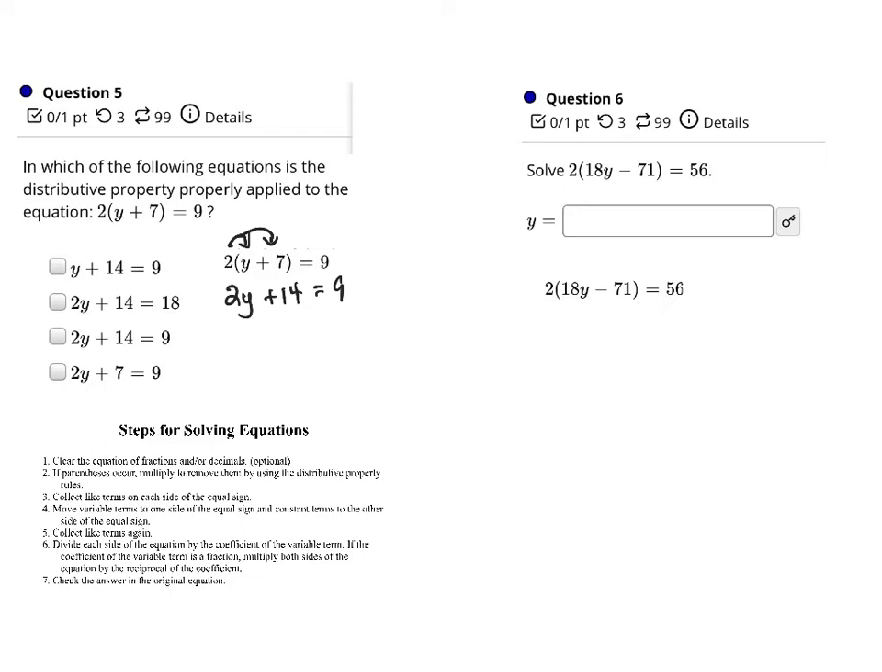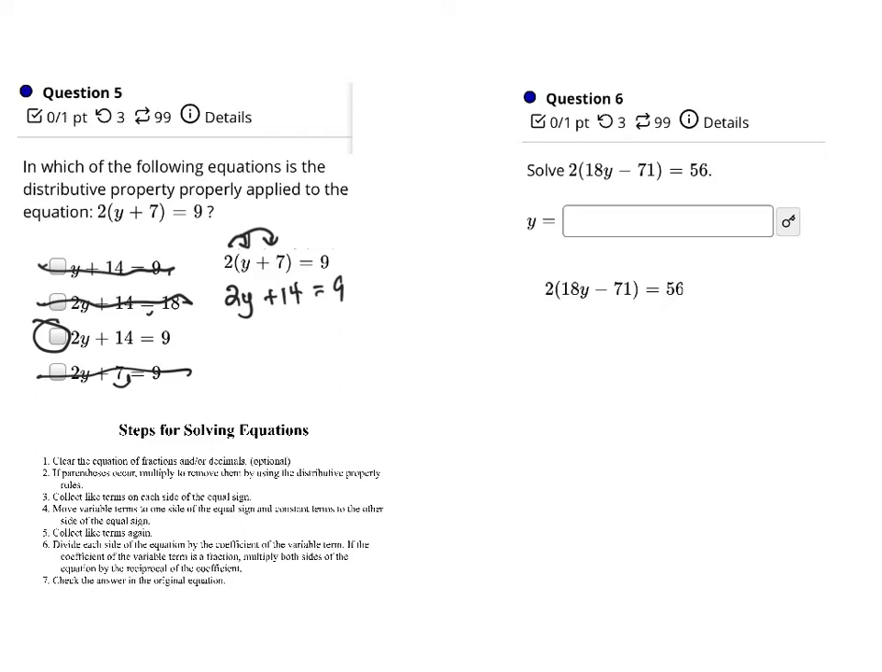So let's look and see which one is right. Well, this has an 18. That said we multiplied the 2 by the 9. So this can't be it. This one we didn't multiply the 2 times the y. This one looks like it is it, because this one they forgot to do the 7 right there. So it's 2y plus 14 equals 9.